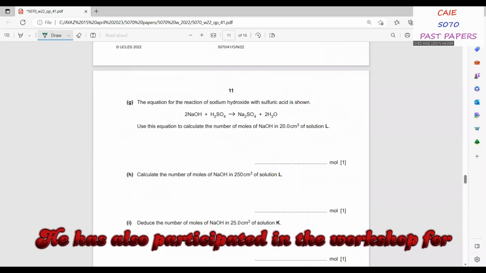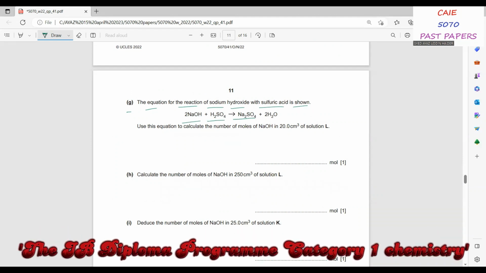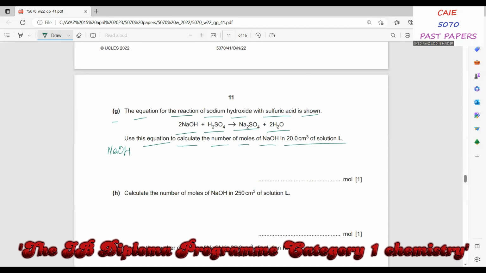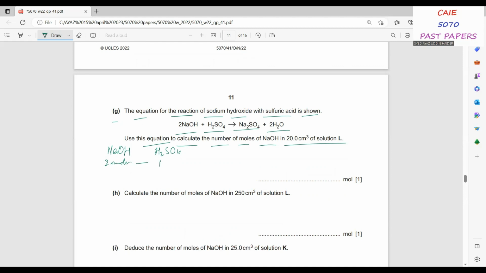G. The equation for the reaction of sodium hydroxide with sulfuric acid is shown. 2NaOH + H2SO4 gives Na2SO4 + 2H2O. Use this equation to calculate the number of moles of NaOH in 20 cm³ of solution L. So we have NaOH and H2SO4, 2 moles reacting with 1 mole.